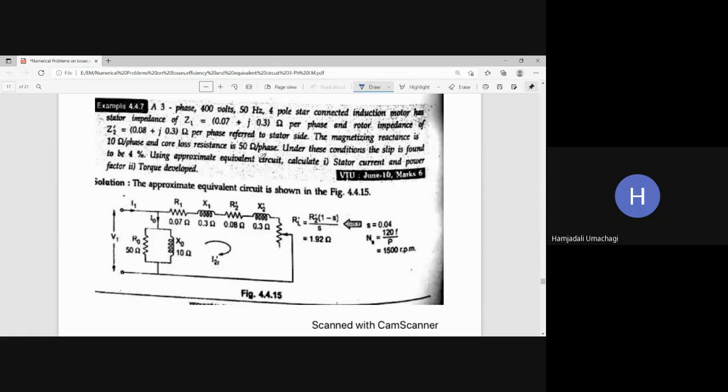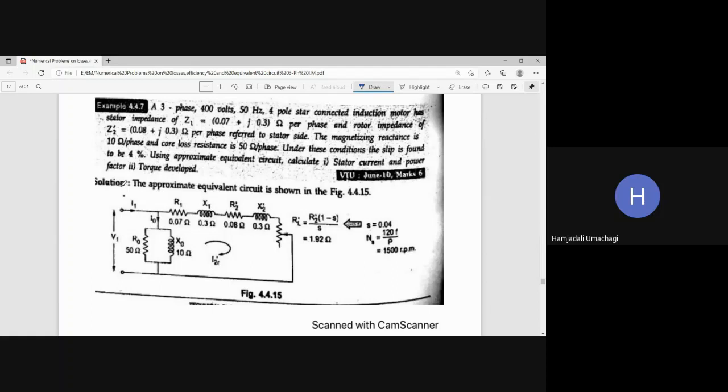Using approximate equivalent circuit, calculate first the stator current along with the power factor, and secondly you should calculate the torque developed. So this is also a problem based on equivalent circuit of three-phase induction motor. And once again, this is a VTU asked numerical problem for 6 marks.